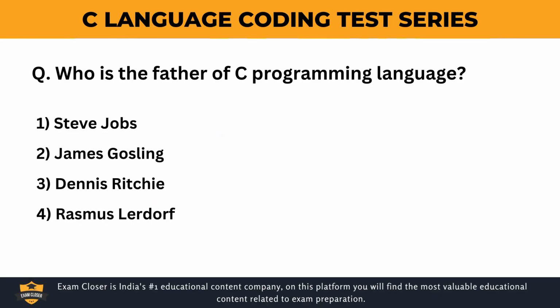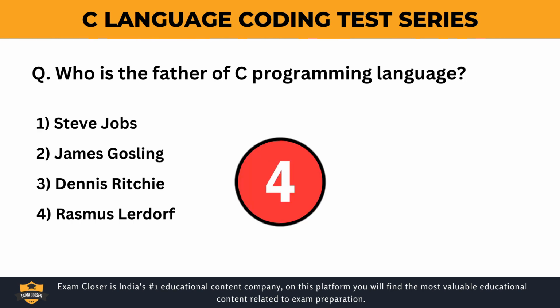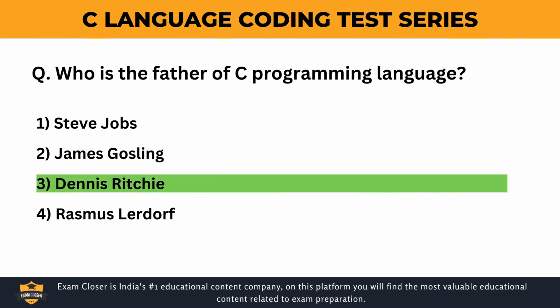Who is the father of C programming language? You have 4 options and you have to answer the question correctly within 5 seconds. Your time starts now. The correct answer is option 3, Dennis Ritchie.